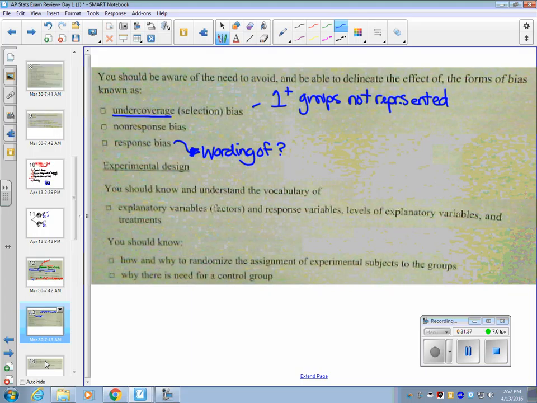What's non-response bias? That's voluntary response bias, which is not listed here for some reason. But voluntary response bias is when you volunteer to either answer or not to answer, okay?